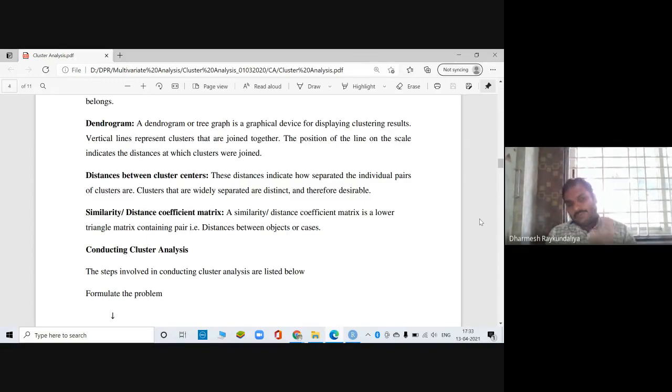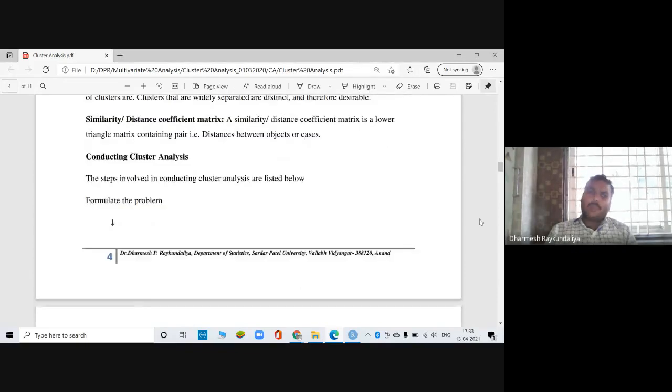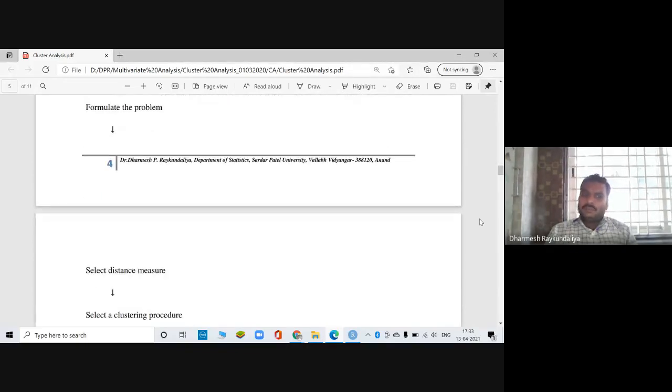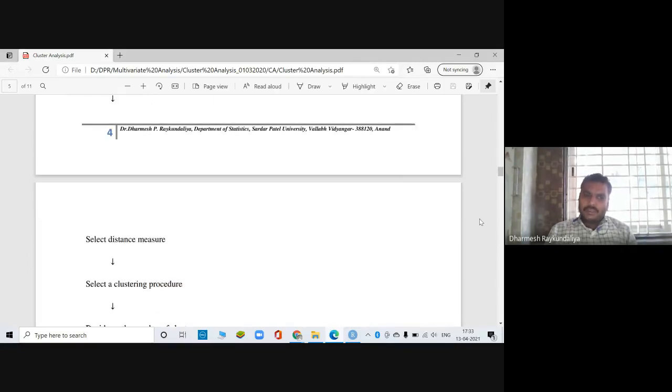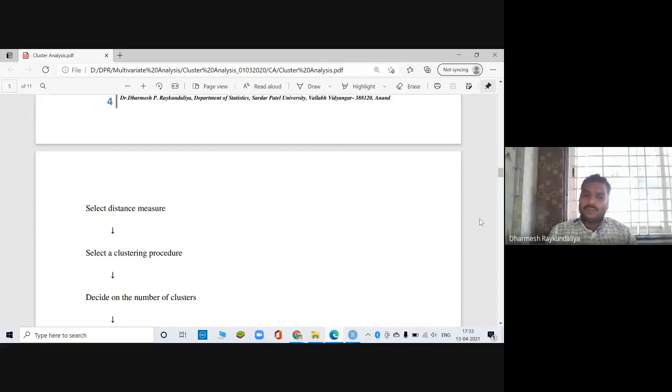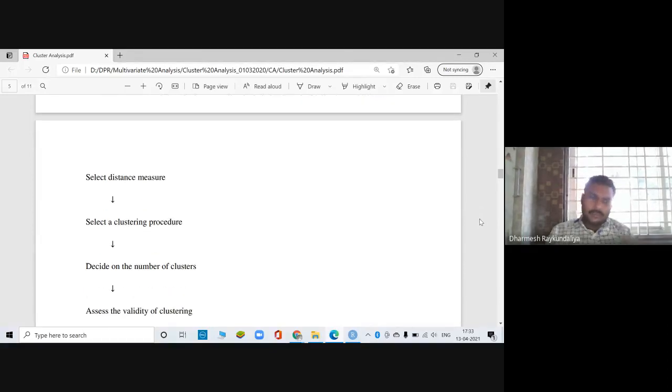But anyhow, when we perform the step-by-step cluster analysis, what are the things we have to remember? First, you have to formulate the problem. Second, which distance are you going to select? That means select the distance measure. After selecting the distance, select a clustering procedure, whether you are using the single linkage, complete linkage, centroid method, Ward's error method, or the average linkage. So you have to select the clustering procedure.